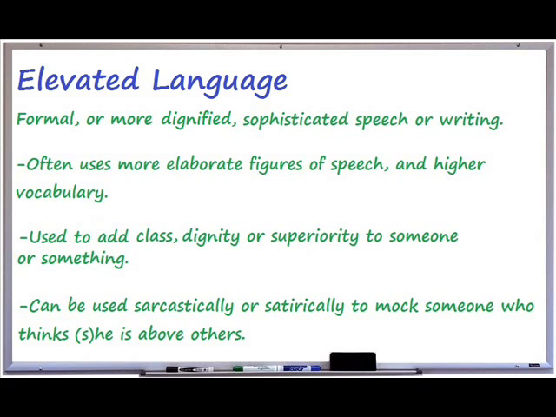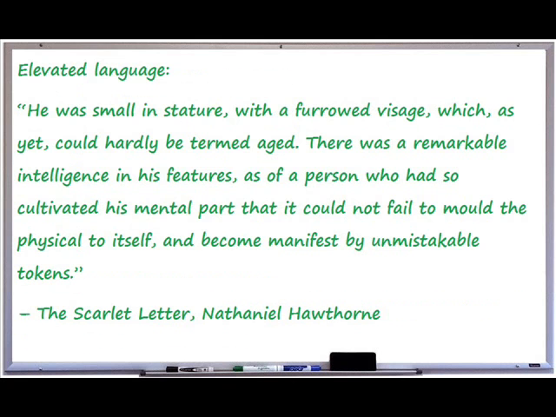Consider the level of vocabulary and form used in this example of elevated language from Nathaniel Hawthorne's The Scarlet Letter. He was small in stature with a furrowed visage, which, as of yet, could hardly be determined aged. There was a remarkable intelligence in his features, as of a person who had so cultivated his mental part that it could not fail to mould the physical to itself, and become manifest by unmistakable tokens.